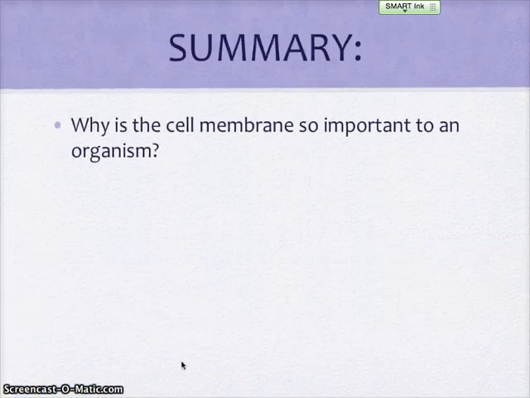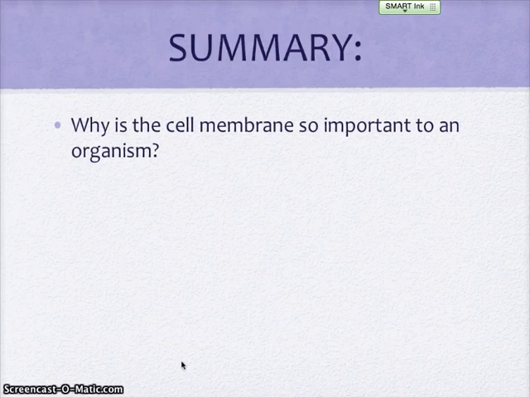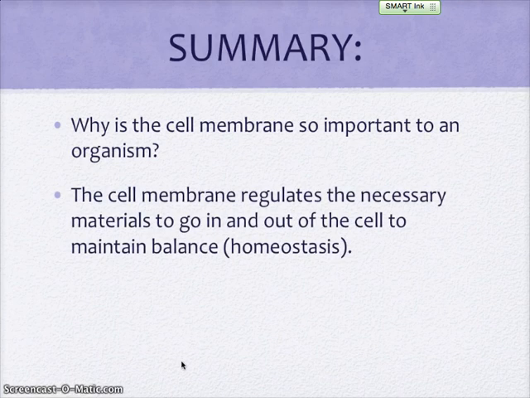So now let's go over the cell. Why is the cell membrane so important to an organism? Take a moment to think about that. The cell membrane regulates the necessary materials to go in and out of the cell. Remember that every living thing has to maintain balance, which is homeostasis. If it wouldn't have a cell membrane, or if it wouldn't be able to maintain balance, again, that organism would simply die or have some sort of disease that would make it difficult to live.